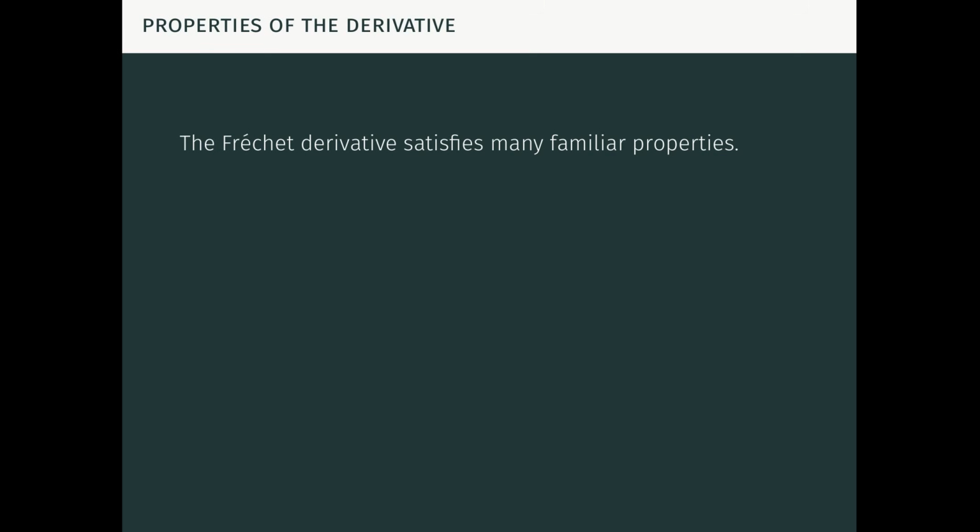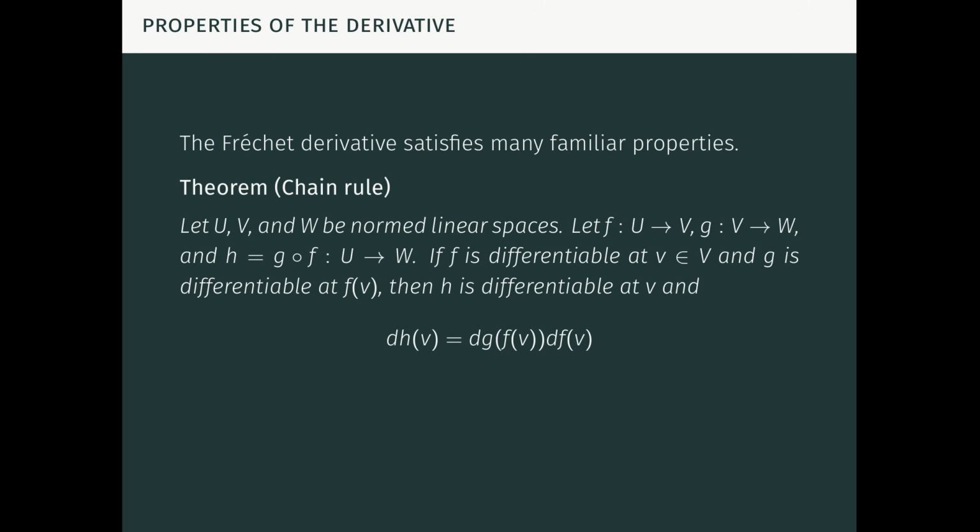The Fréchet derivative satisfies many familiar properties from calculus. As one example, let's take a look at the chain rule. So let U, V, and W be normed linear spaces. Let f be a function from U to V, g be a function from V to W, and h be the composite function g after f which maps from U to W. If f is differentiable at v in V, and g is differentiable at f of v, then h is differentiable at v, and the differential of h at v is just the composite of the differential of g at f of v and the differential of f at v.